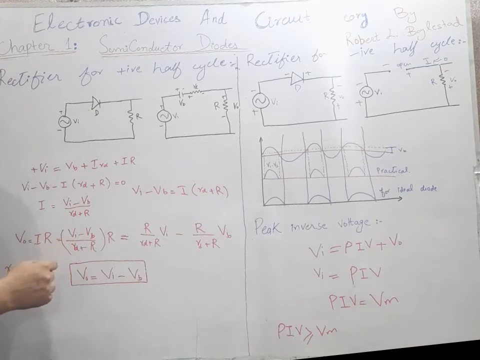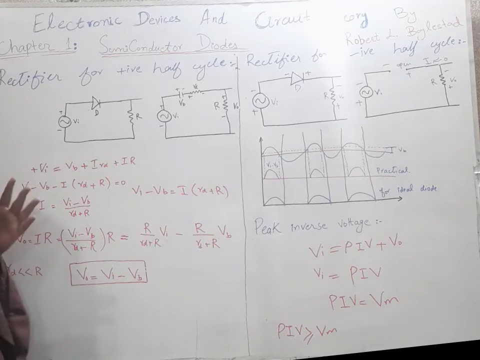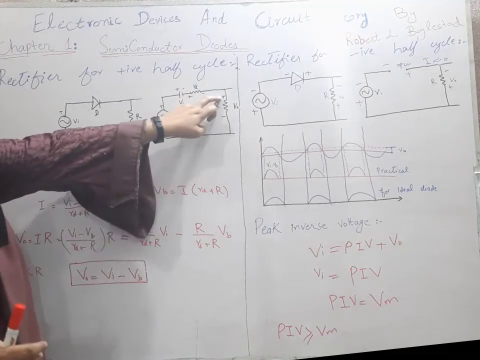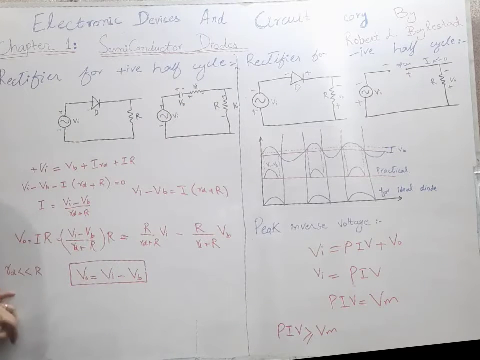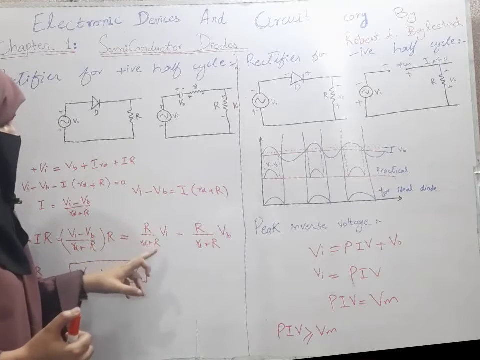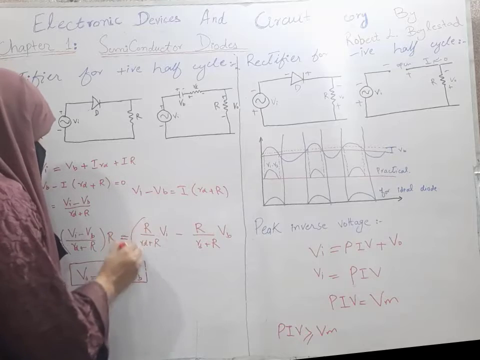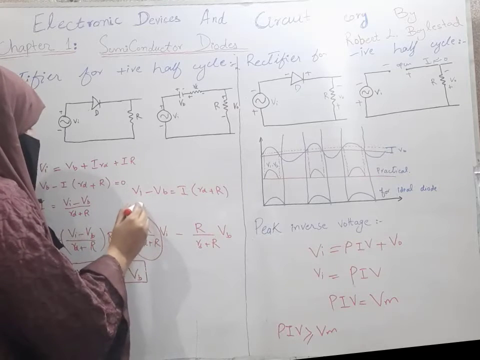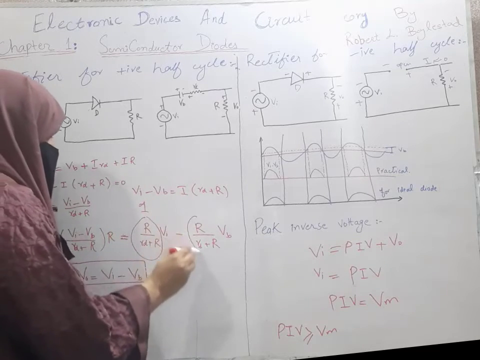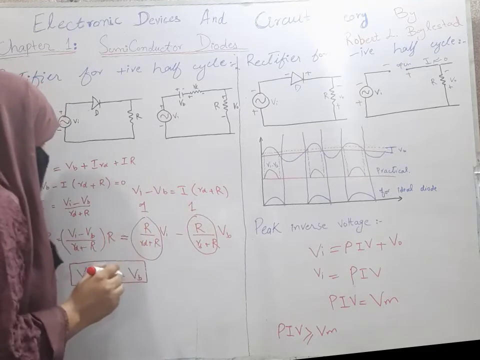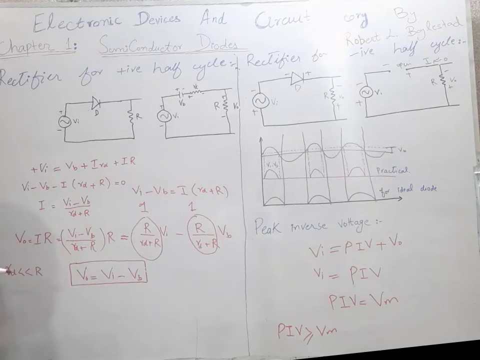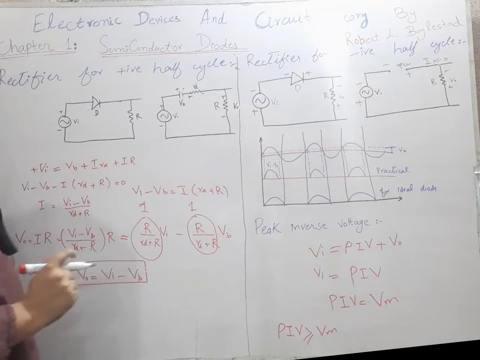Now this Rd, the internal resistance of the diode, is very small compared to the external resistance. So Rd is less than R, so we can neglect this Rd. R by R cancel out each other, and this term will be equal to 1. So we will have V naught is equal to Vi minus Vb.